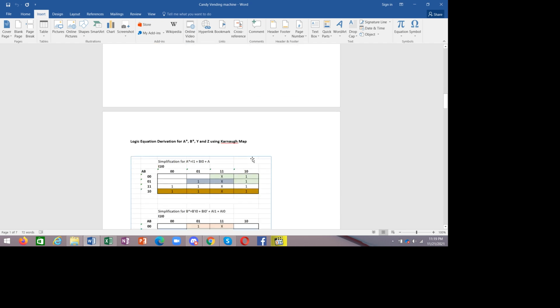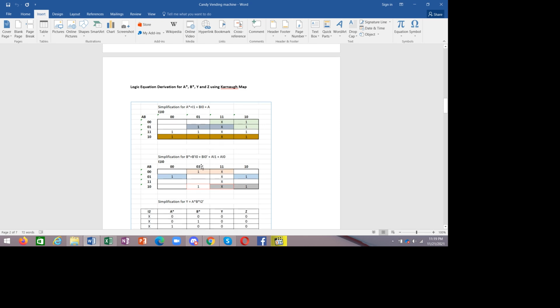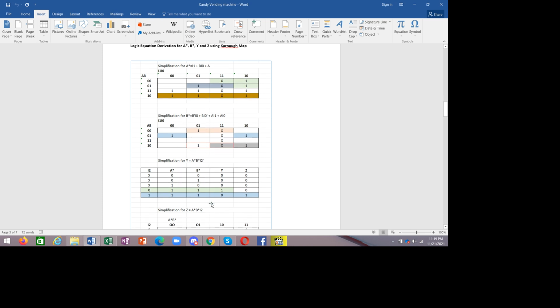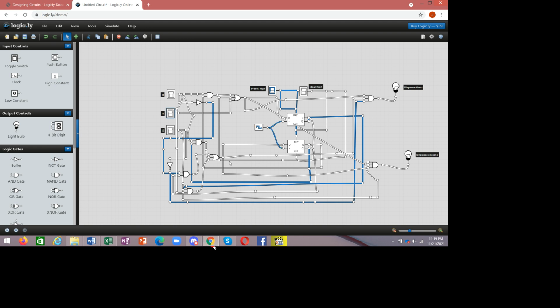And then finally I came up with the equations of the next states: A star, which is basically AT plus 1 for the B star, and y, which is the final output, and z, which will tell us whether we'll give Oreo or whether we'll give Kokomo, right? Now coming on to the simulation part.